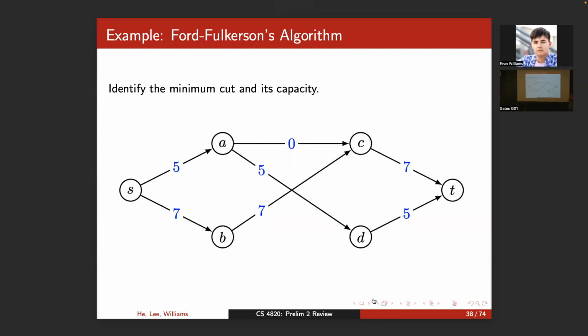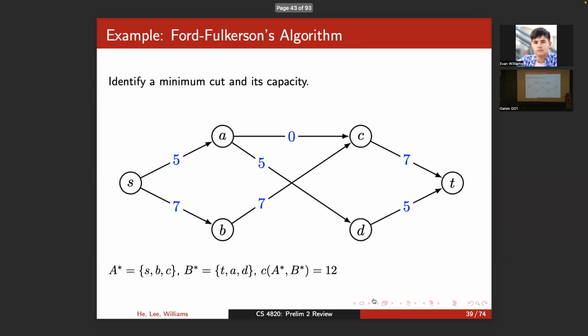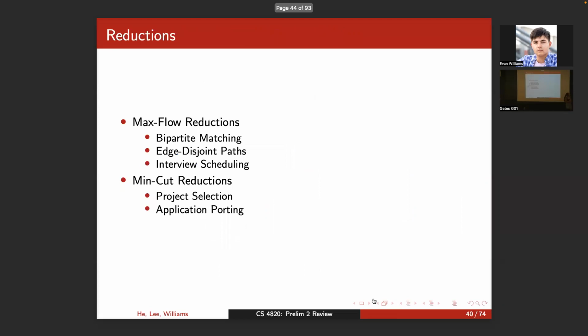Okay, does anyone want to try to find the minimum cut for this one? Should be pretty straightforward. Yep. There's like 3 minimum cuts here. So we can cut here, we can cut here, we can cut here. It's just going to be 12 regardless, which we already know because we just went over this problem.